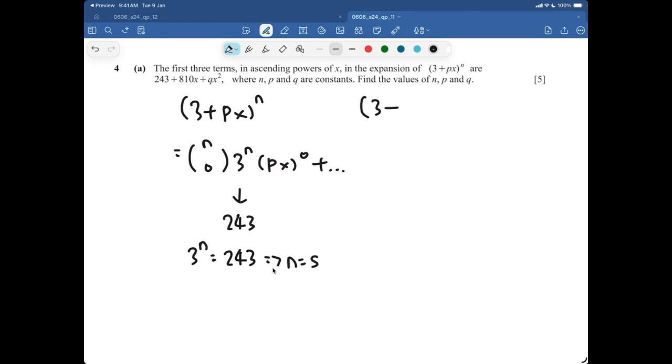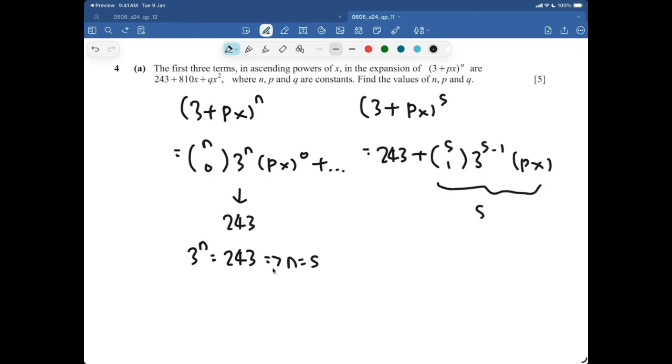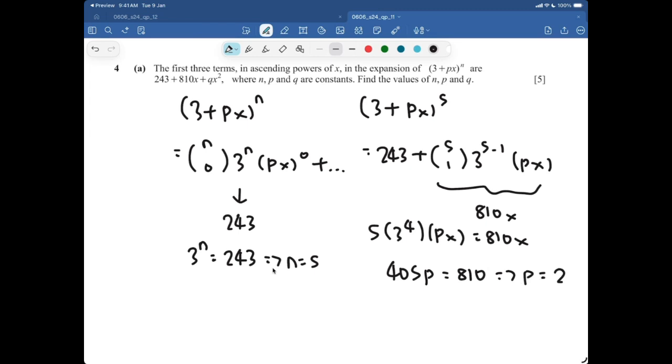So let's just write (3 plus px) to the power of 5 equals 243 plus 5 choose 1, 3 to the 5 minus 1 times px. And you know that this is equal to 810x. So 5 times 3 to the 4 times px is equal to 810x. So if we just calculate, we have 405p equals 810, which gives us p equals 2.